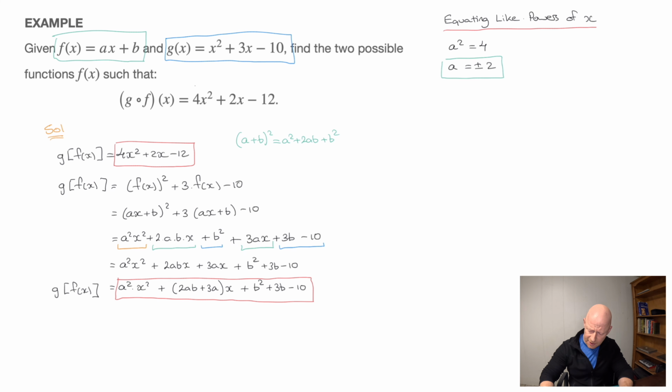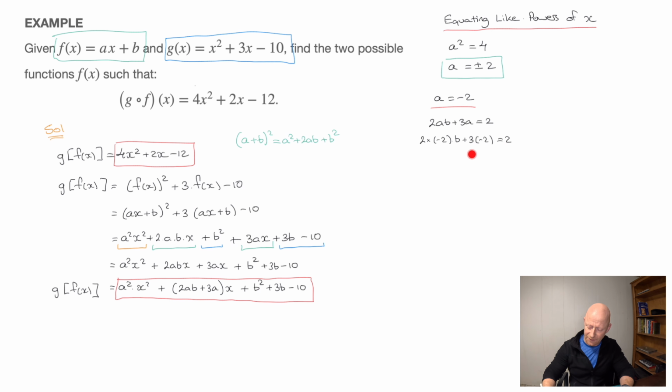And so I'll start with the case if a equals negative 2. Well, we know for a fact that 2ab plus 3a has to be equal to 2, right? So let me just write that out. I know that 2ab plus 3a has to equal 2. But of course, if a is equal to negative 2, then the expression on the left-hand side will turn into 2 times negative 2 times b plus 3 times negative 2 equals 2.